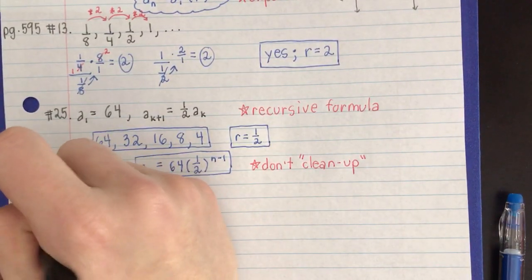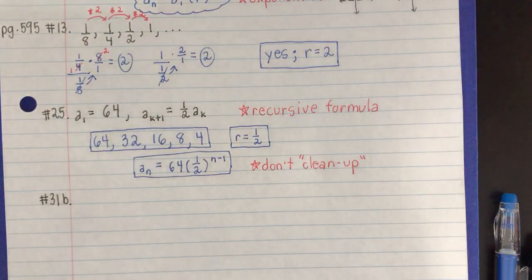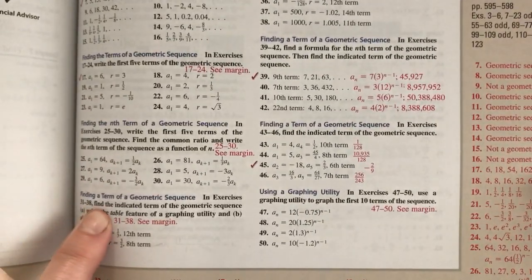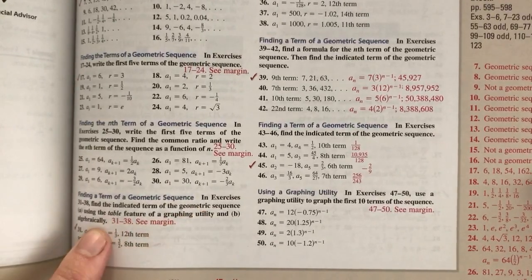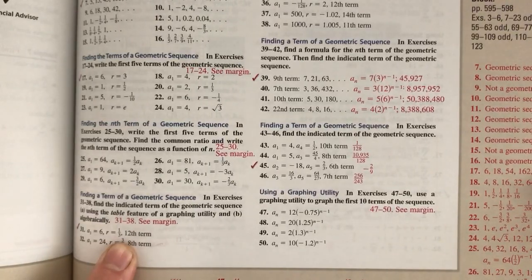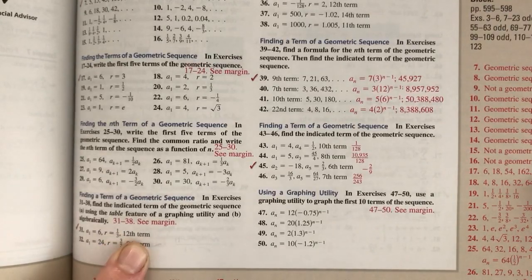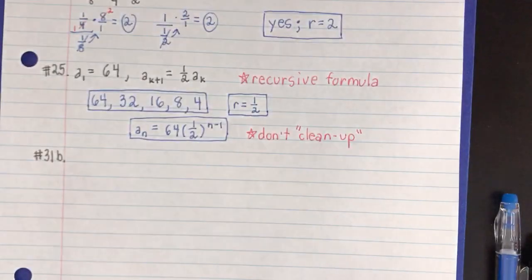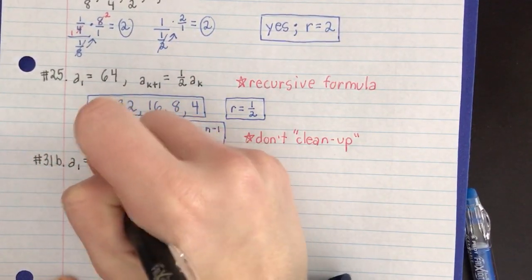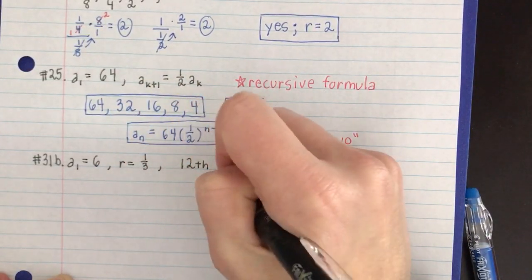Now we're going to do number 31, part B. In exercises 31 through 38, find the indicated term of the geometric sequence, not part A, but part B, algebraically. So 31 is that a sub 1 equals 6, R equals 1/3, and we want the 12th term.